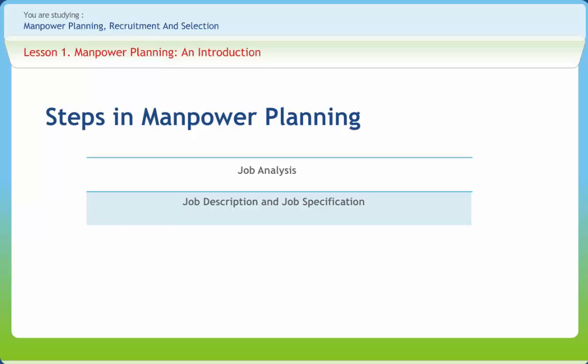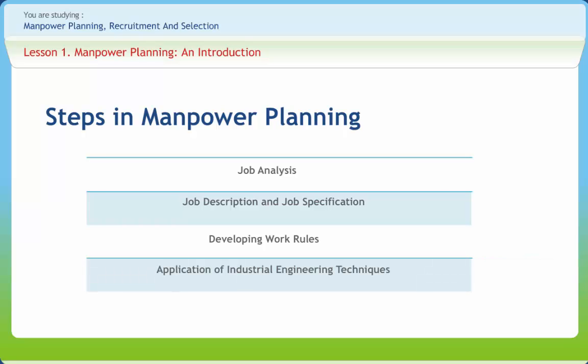Most of the organizations, after developing job descriptions and job specifications, develop work rules, which are some predetermined decisions about certain courses of action that may be taken when certain contingencies arise. Work study, method study, and work measurement techniques are also applied as a preceding step for HRP.